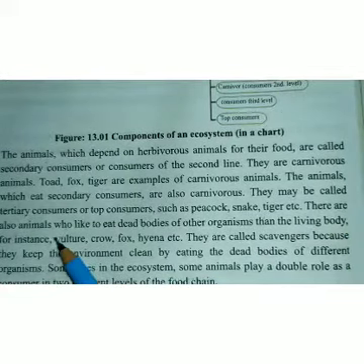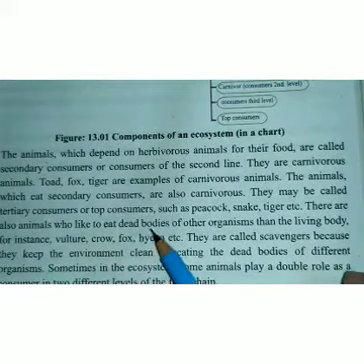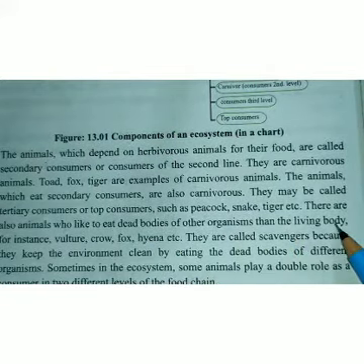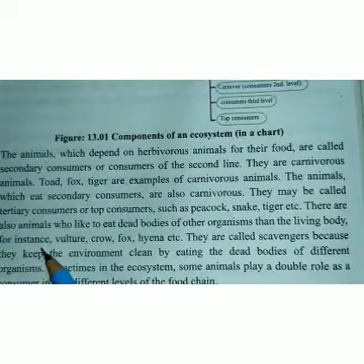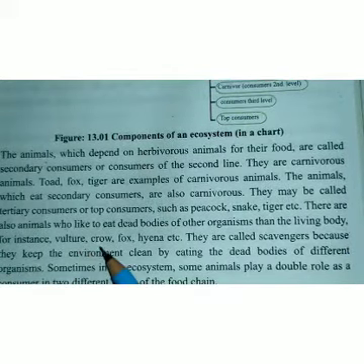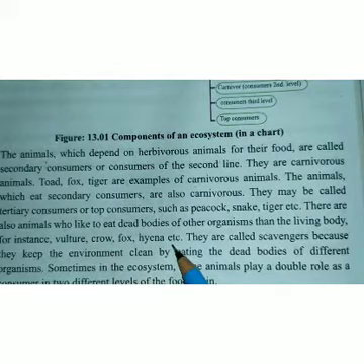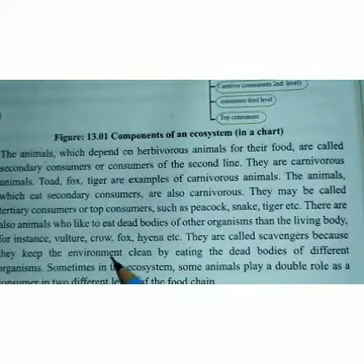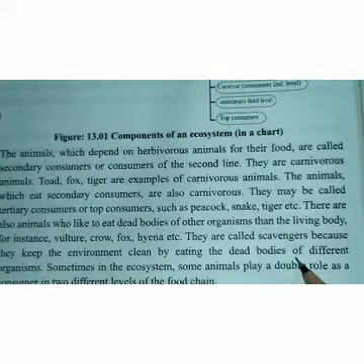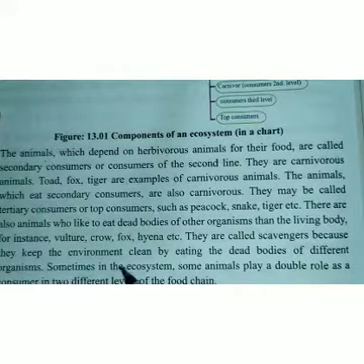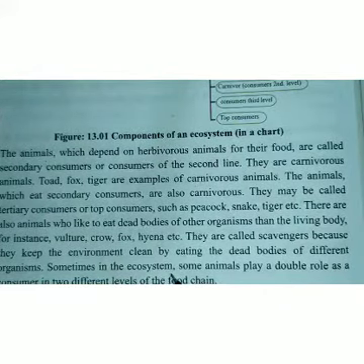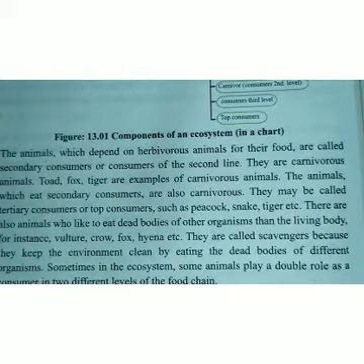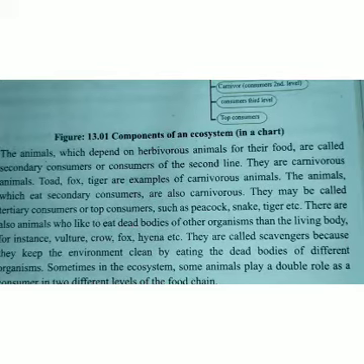There are also animals who like to eat dead bodies of other organisms rather than the living body. For instance, vultures, crow, fox, hyena, etc. They are called scavengers because they keep the environment clean by eating the dead bodies of different organisms. Sometimes in the ecosystem, some animals play a double role as a consumer in two different levels of the food chain.